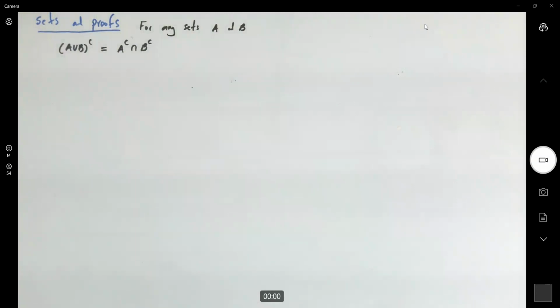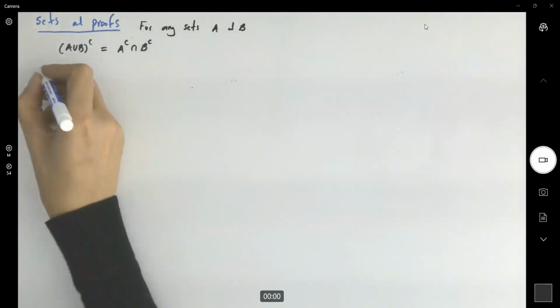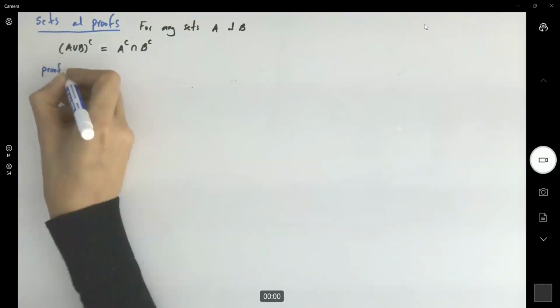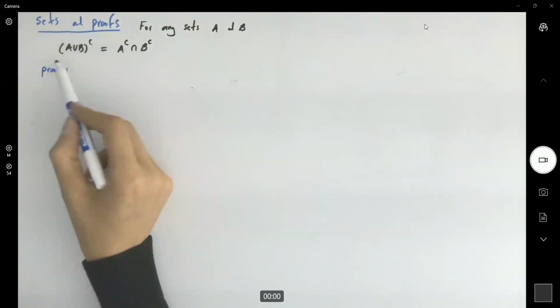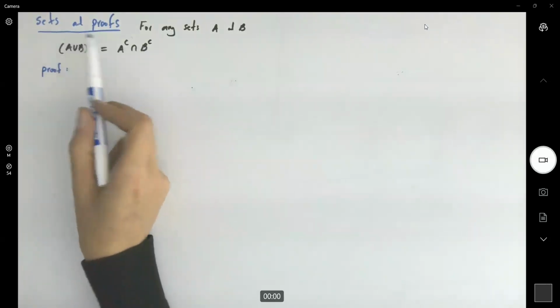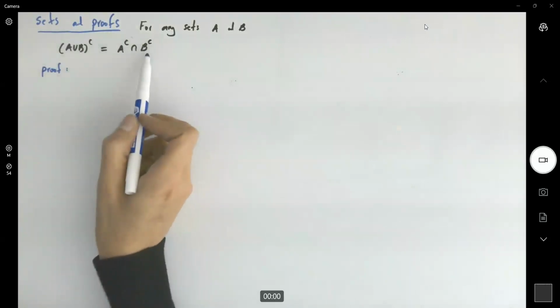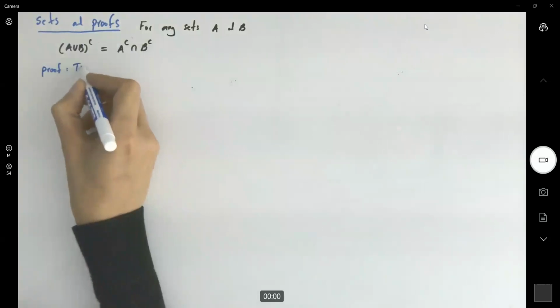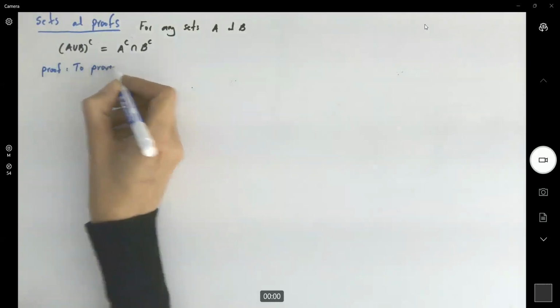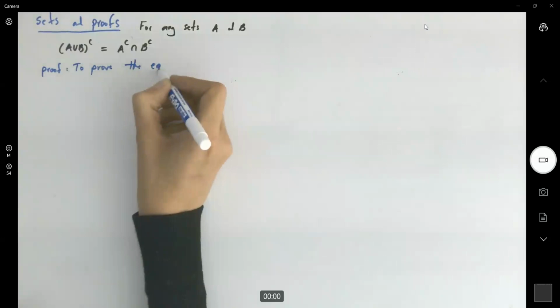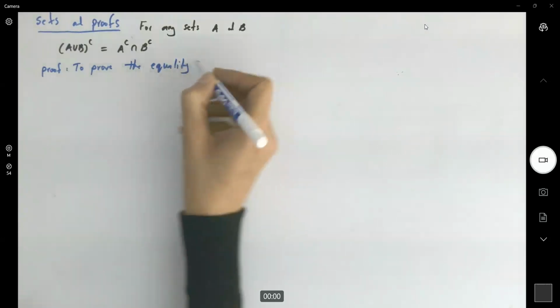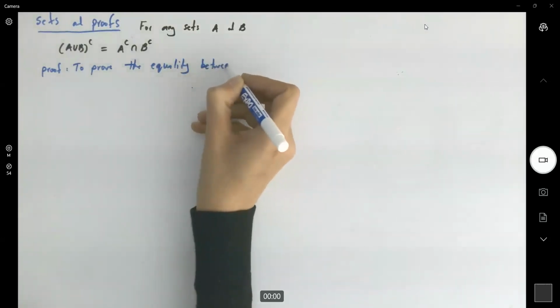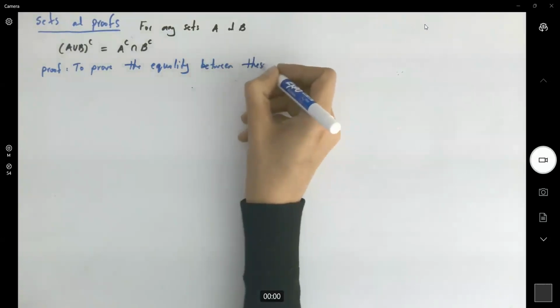Very good. So proof, as usual, to show that two sets are equal to each other, you need to show that left-hand side is a subset of right-hand side and right-hand side is a subset of left-hand side. Prove the equality between these two sets.